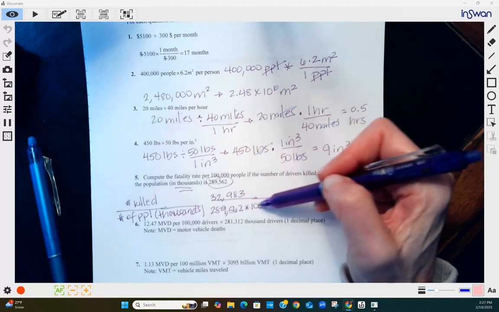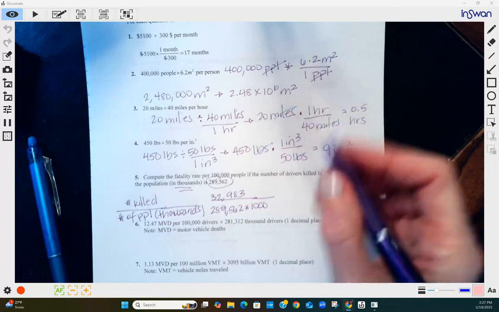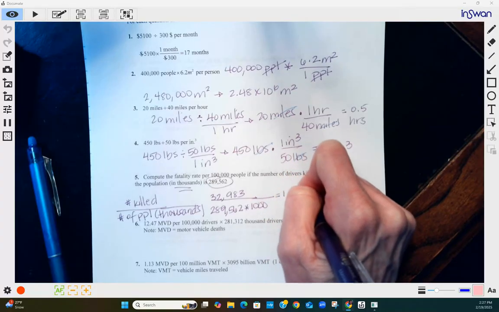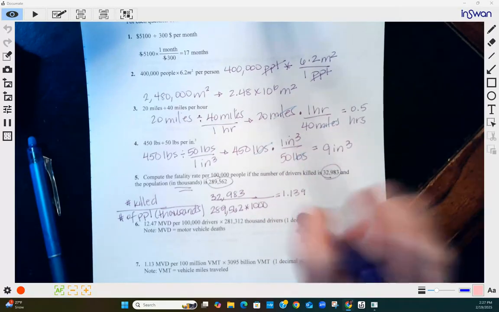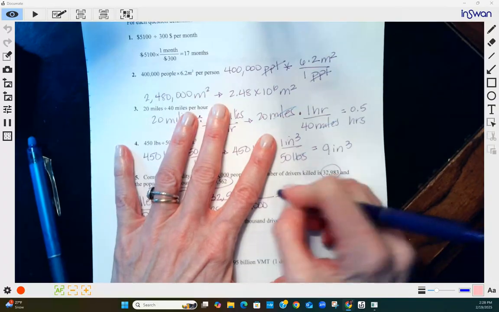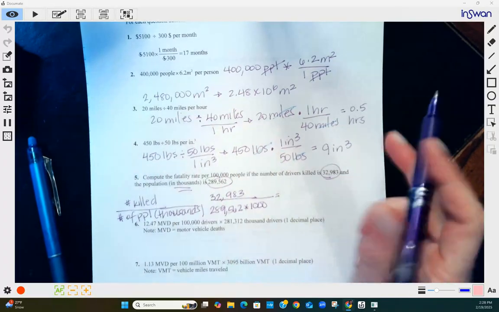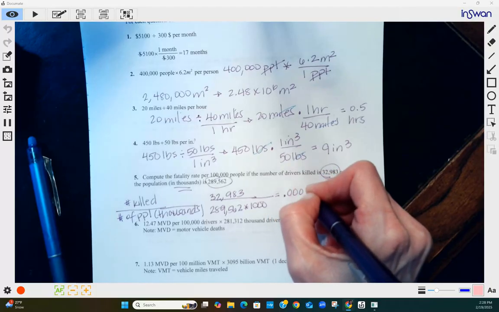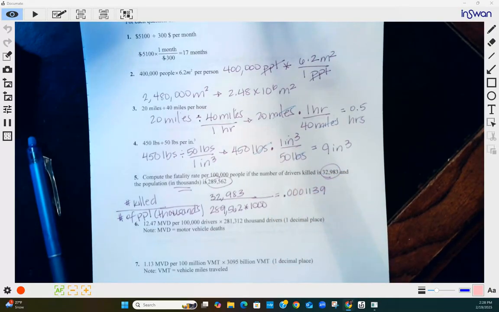It will be this number with 3 more zeros. Okay, so when you divide that out, you get 1.139. Well, let me backtrack that. In your calculator, it will give you 0.001139.